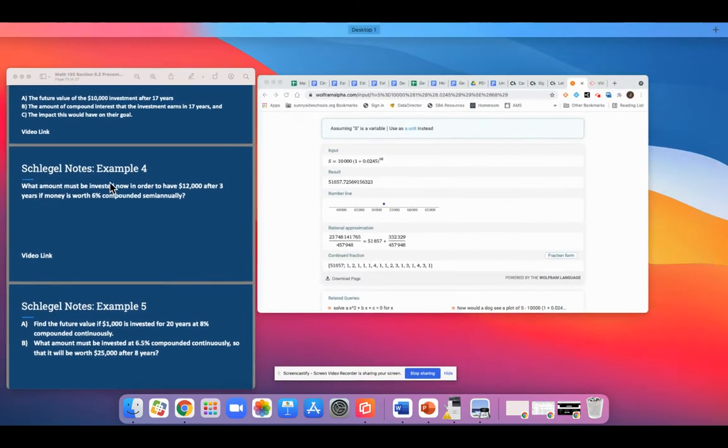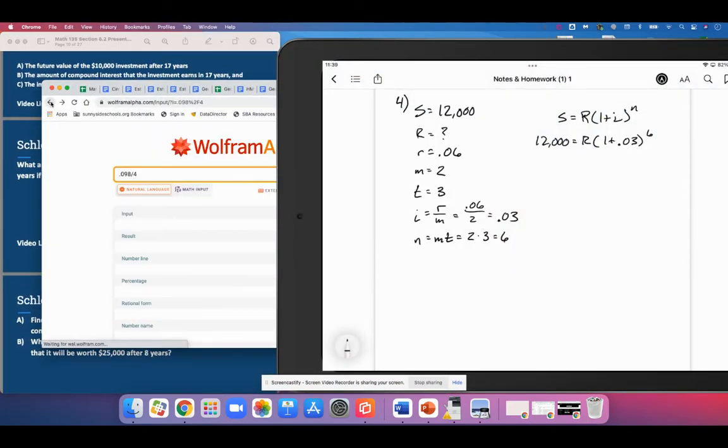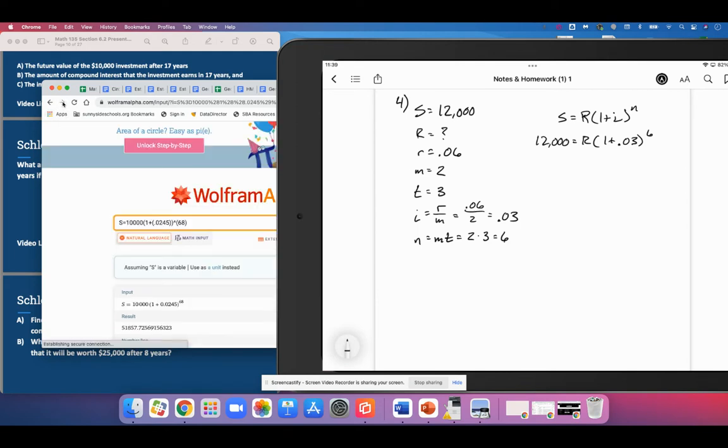And so I'm going to go ahead and go back. I'm just going to click back in Wolfram so I get back to the compound interest formula. It's not going. Okay. Compound interest formula, there we go. And so in this case, we know what the S is, which is going to be 12,000. We don't know what R is. We know that I is 0.03. And we know that N is 6.